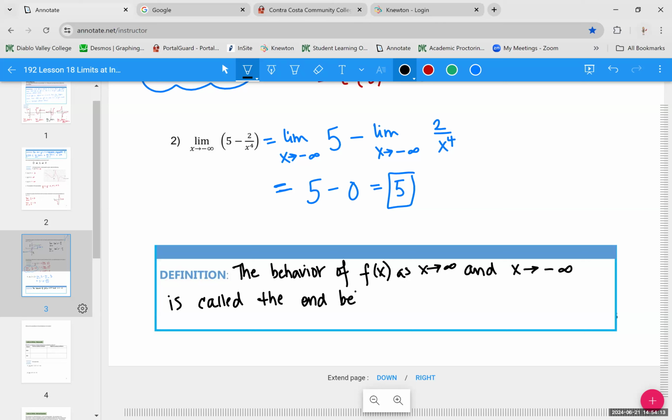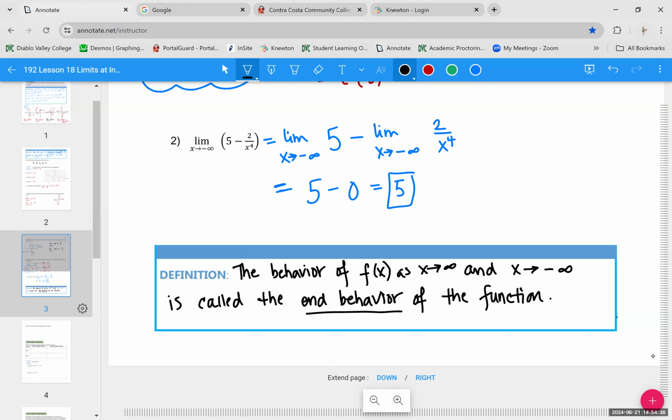So you've heard this term before. In fact, we talked about it in lesson 2 when we reviewed functions. But this is a slightly updated definition for you because you didn't know what it meant for x to approach infinity or negative infinity necessarily in pre-calculus. So it's just adding that extra calculus explanation to what end behavior is.